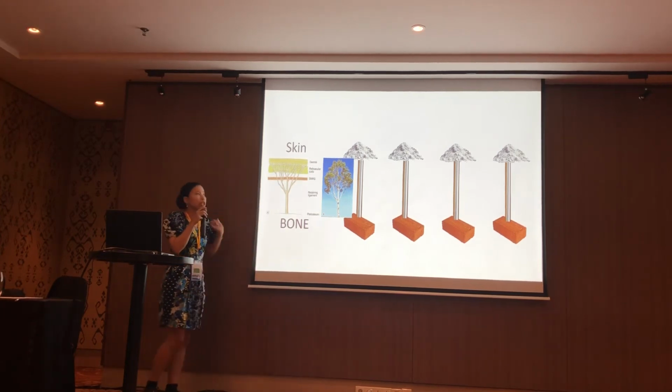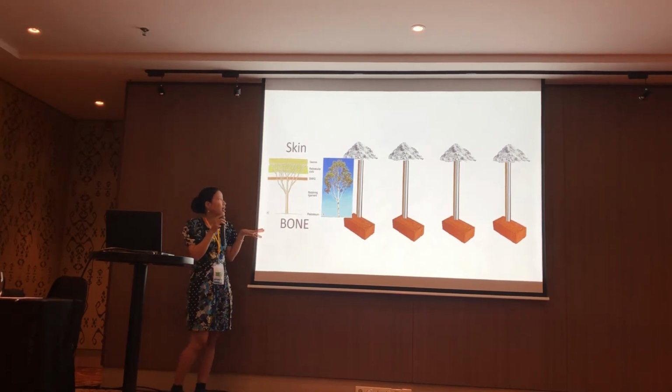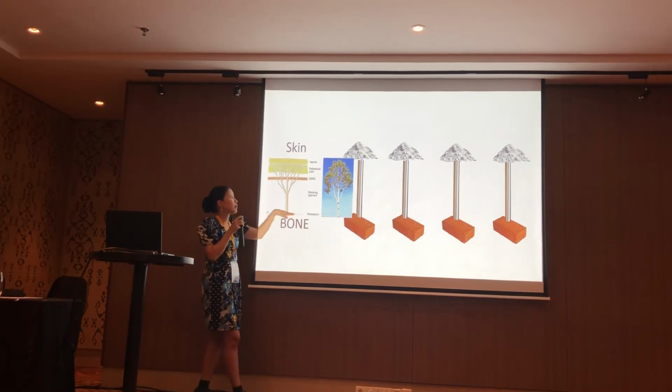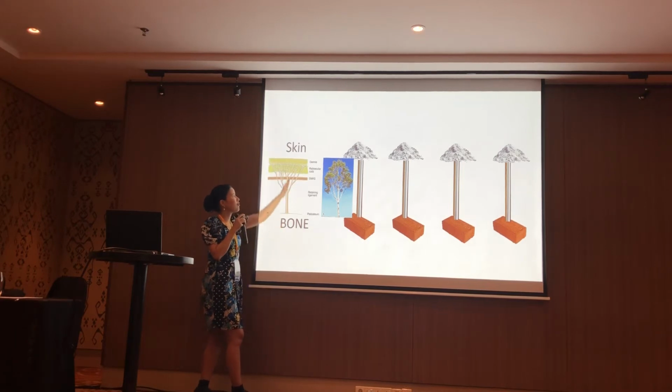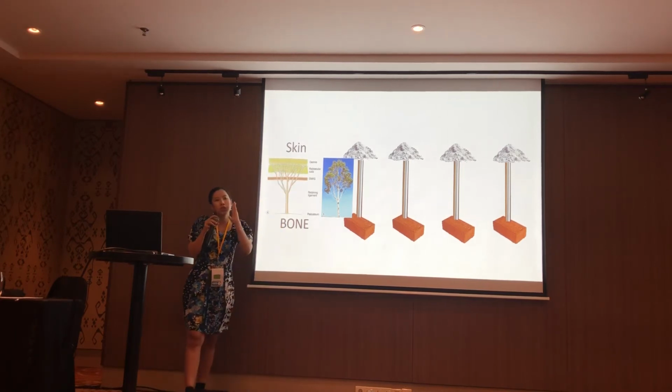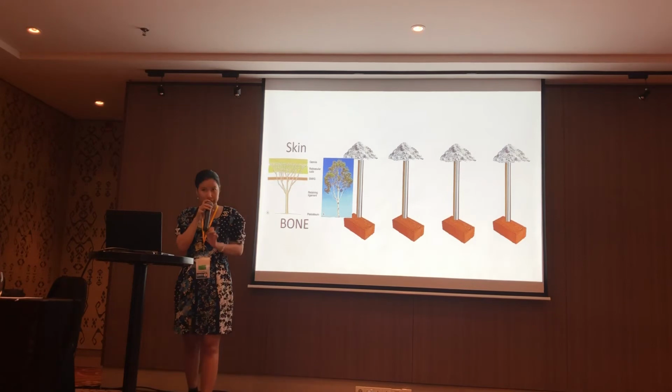You see the anatomy picture here. Our skin is like pretty. This one is the periosteum on the bone. This one is the skin. We have the system that we call the retaining ligament to maintain the stabilization of the face.